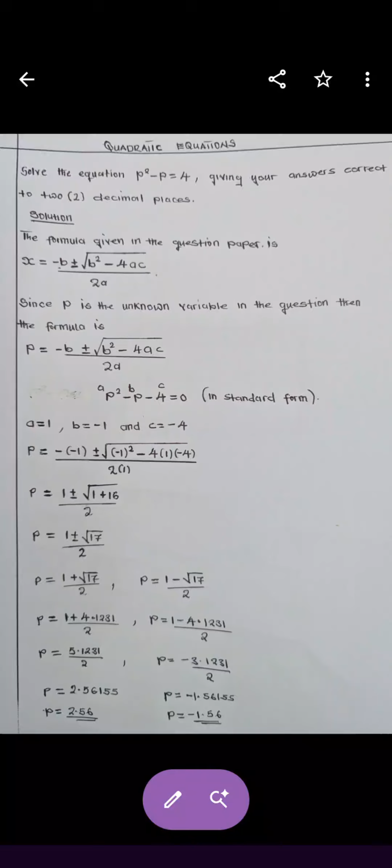2.56155. Okay, but remember the question says we should write our answers in 2 decimal places. So the 2 decimal places are the numbers after the decimal point. So we're going to write only 2. So it will be 2.56. Okay, so we are done with the first solution. We go to the second solution. Remember, we had 2 signs.